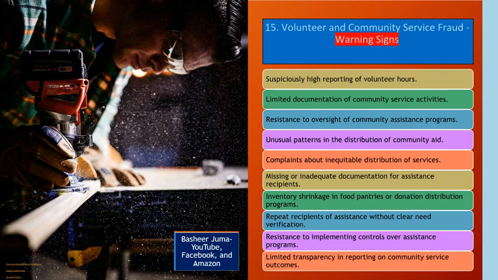Repeat recipients of assistance without clear need verification. Resistance to implementing controls over assistance programs. Limited transparency in reporting on community service outcomes.